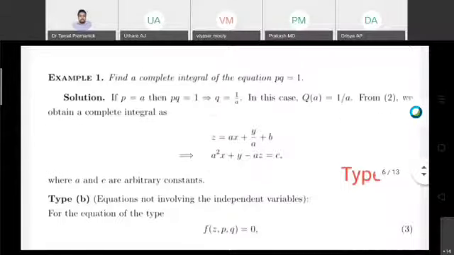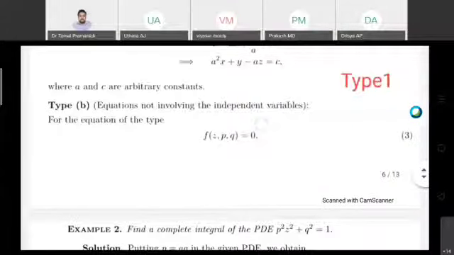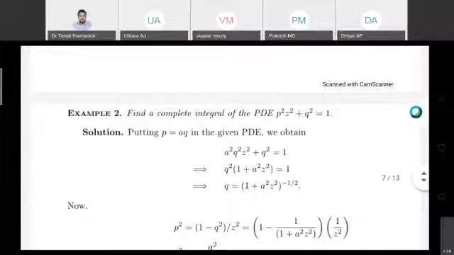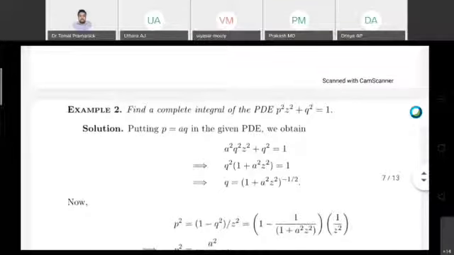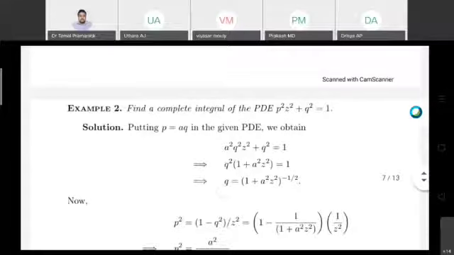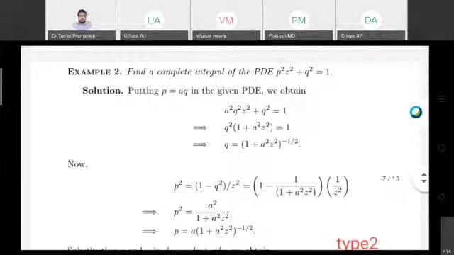Similarly, the f of z, p, q form. F of z, p, q form means this one. This is one equation: p squared z squared plus q squared equals pqz. No x, y is present. So what do you need to put? You need to put p equal to aq.